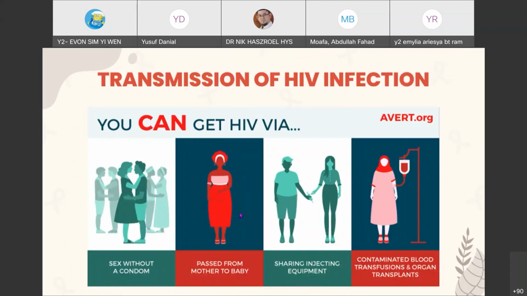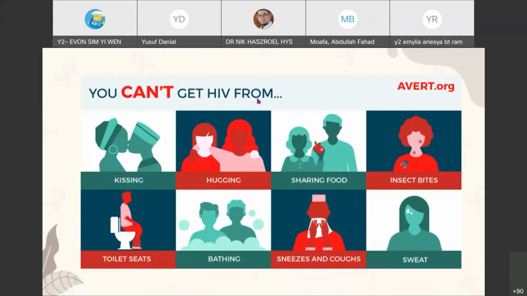So this is a summary. You can get HIV via sex without a condom, and by passing from mother to baby, that is vertical transmission, sharing injecting equipment with HIV-positive people, and also contaminated blood transfusion and organ transplant. You can't get HIV from kissing, hugging, sharing food, insect bites, toilet seats, laughing, sneezes, and coughs.